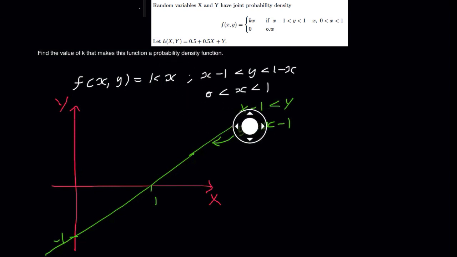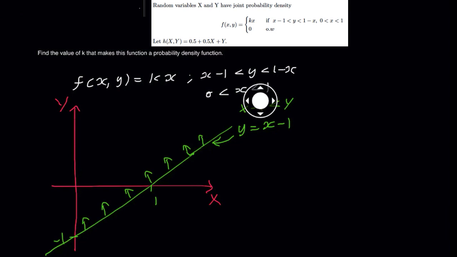Now go back to the inequality. We have two regions, the region above this line and below this line. Which one satisfies this inequality? Yes, it is the region above the green line.